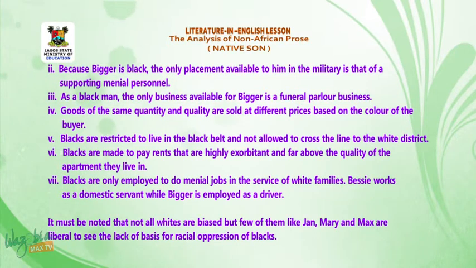4. Goods of the same quantity and quality are sold at different prices based on the color of the buyer. 5. Blacks are restricted to live in the black belt and not allowed to cross the line to the white district. 6. Blacks are made to pay rents that are highly exorbitant and far above the quality of the apartment they live in. 7. Blacks are only employed to do menial jobs in the service of white families.